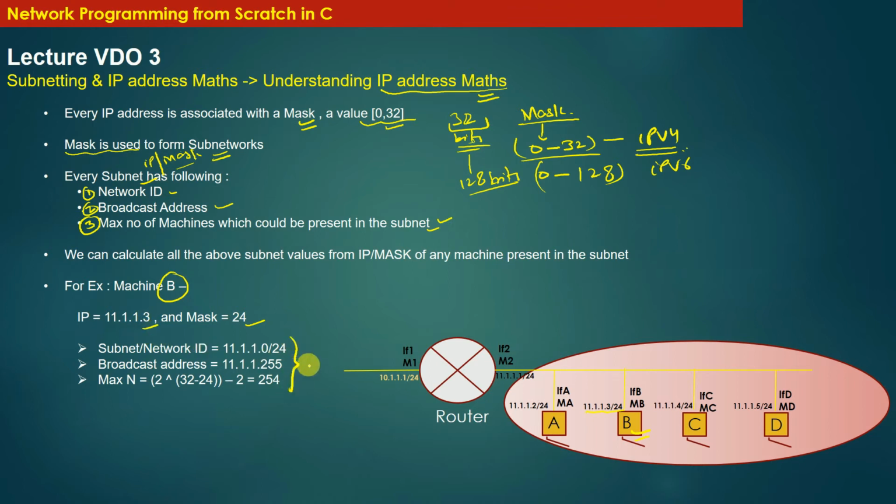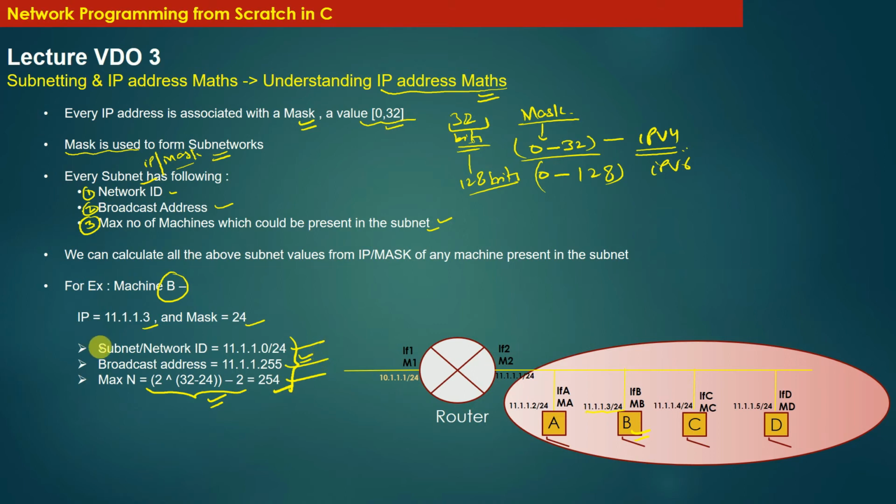So I am showing you here the results. The network ID of this entire subnet is 11.1.1.0/24. This is the network ID. And the broadcast address of this subnet is 11.1.1.255. And the maximum number of machines that can be present in that subnet is 254. Why 254? We will discuss why we have applied this formula to get the maximum number of machines which can be connected or placed in this subnet.